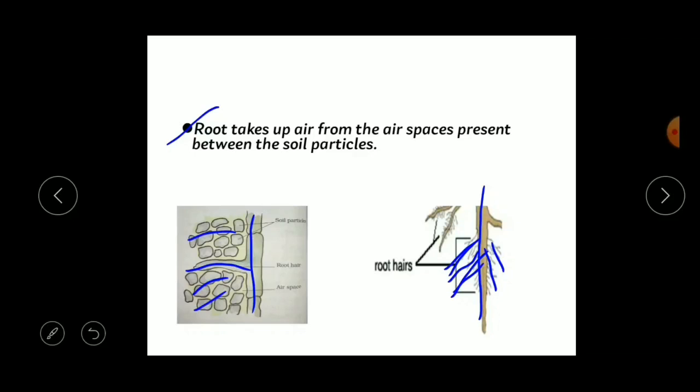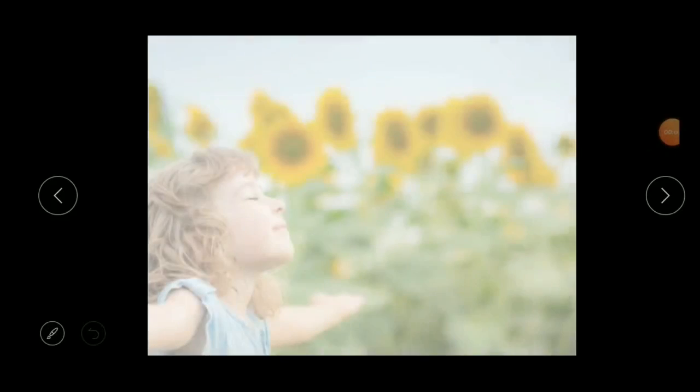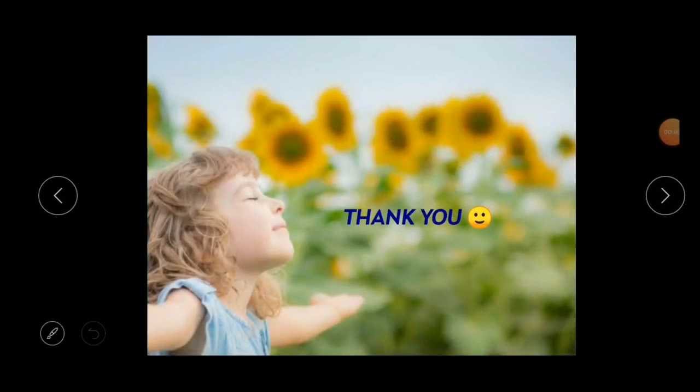Understood, children? Okay. So children, in this lesson we have learned what we breathe out, then breathing in other animals like breathing in cockroach, breathing in earthworm, then breathing in frog, then breathing under water. Then do plants also respire? How do plants respire, right? Hope you understood the whole lesson very well, children.